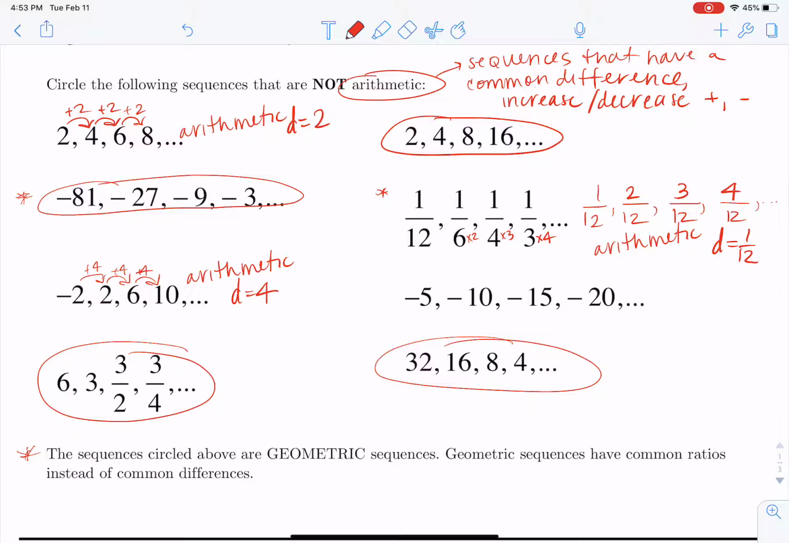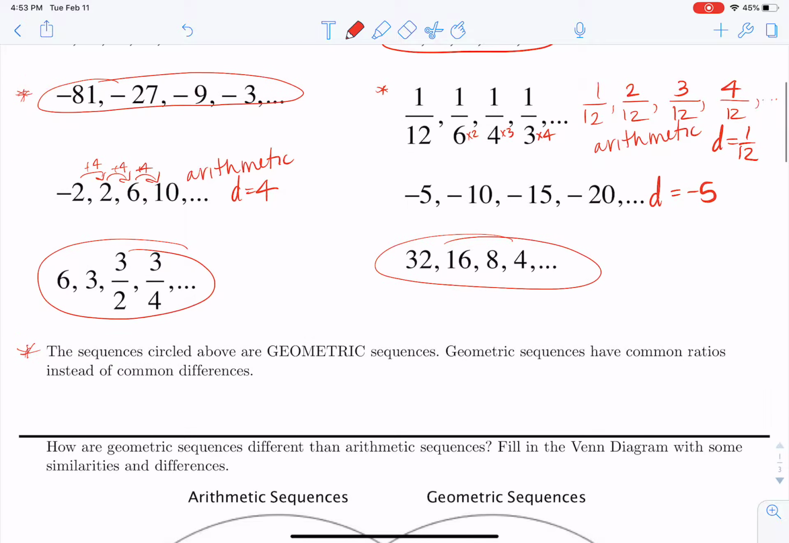Oh, we skipped one. But here it looks like this is also arithmetic and that my common difference is -5 because we're subtracting 5 each time. So our geometric sequences have common ratios, and we'll go ahead and highlight or underline that word ratio instead of common differences. And ratios refer to the number that we multiply by.